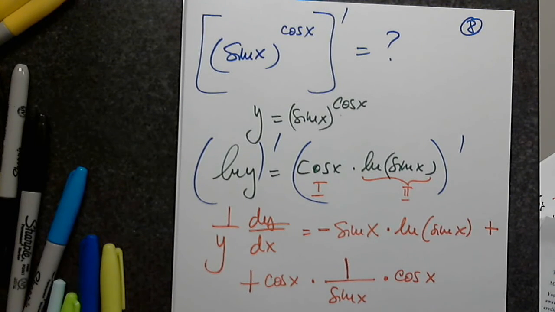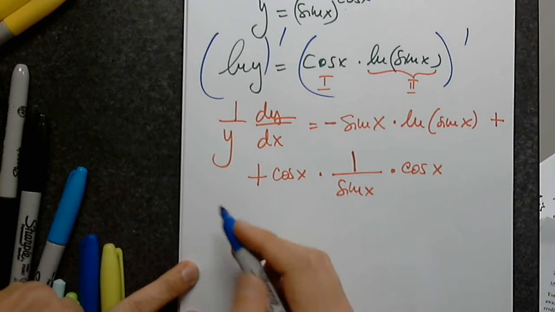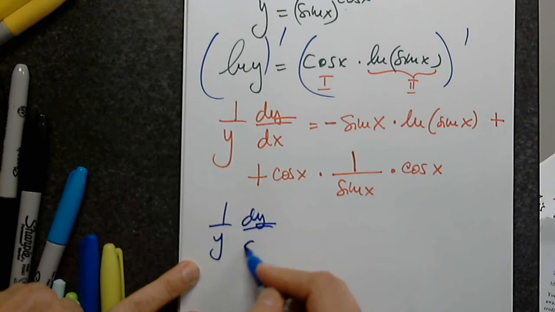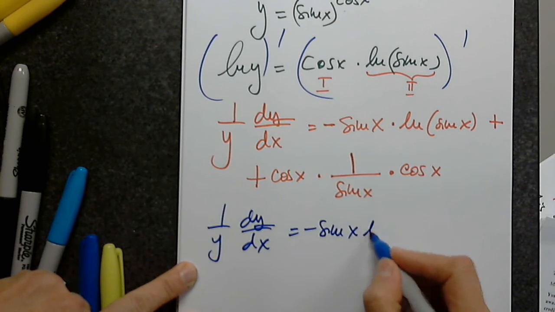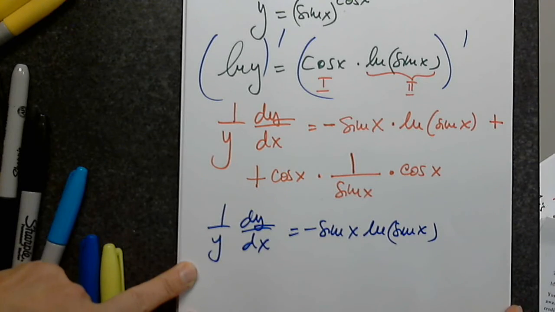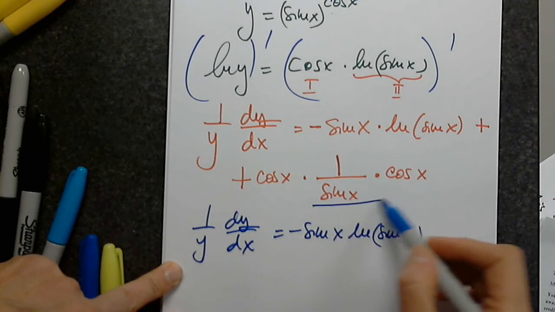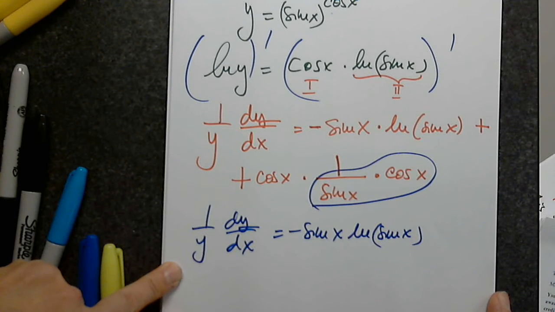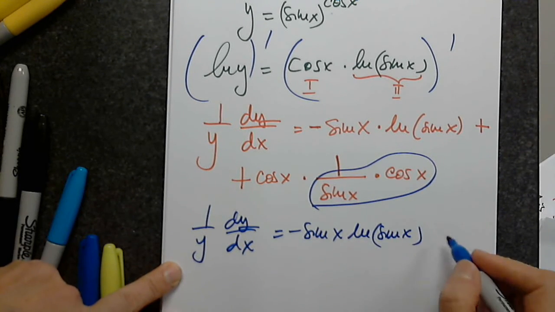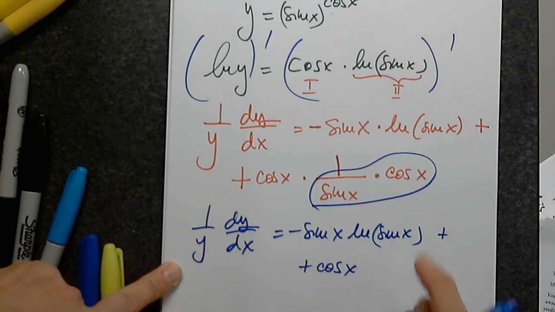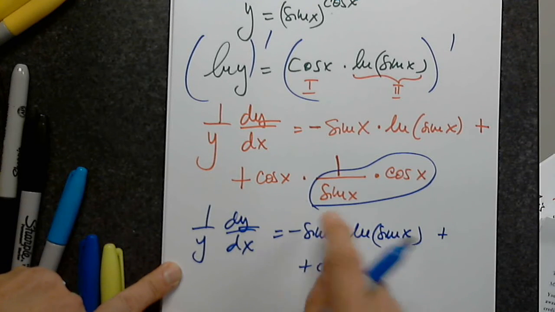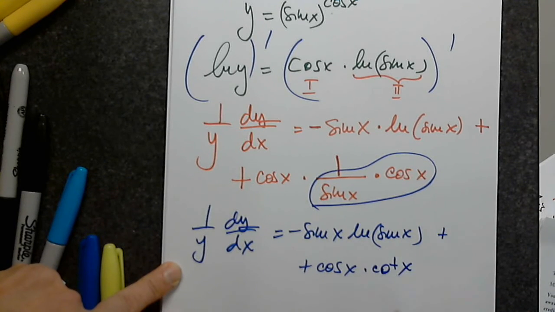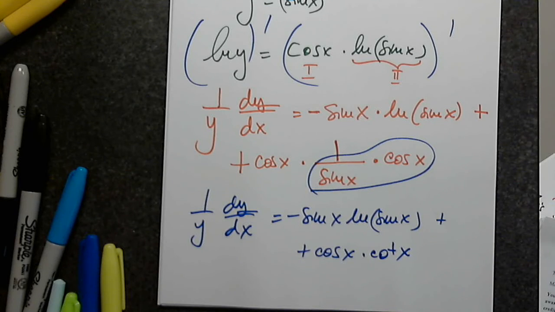Okay, we're going to try to simplify a little bit. So I have 1 over y dy over dx equals. There is nothing I can do to the first term. Here's what I would like to do to the second term. Because this is a function, what is cosine divided by sine? Cotangent. So that I eliminate the fraction, so I don't have fractions in there.